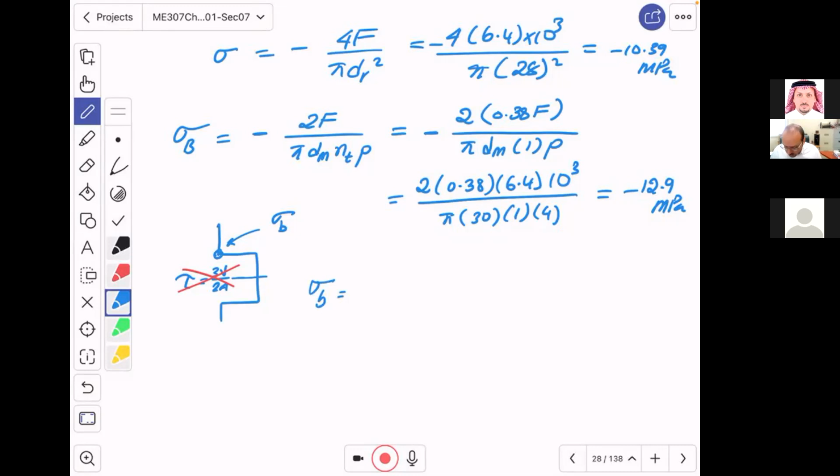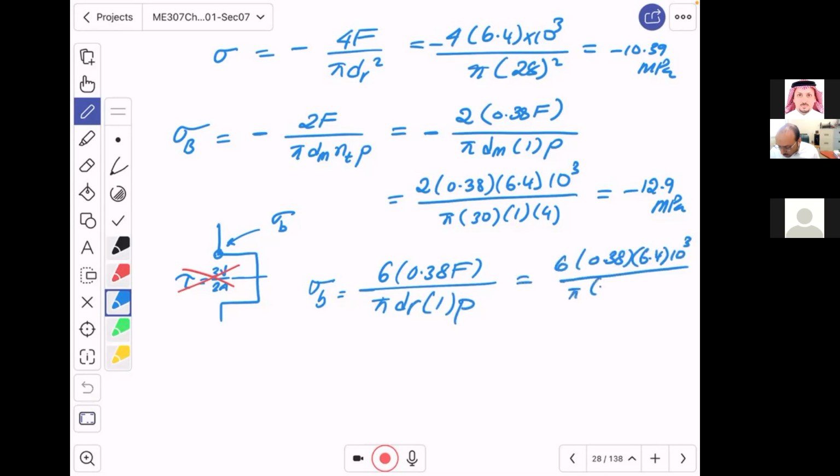We will multiply 0.38F divided by dr multiplied by nt, which is 1 multiplied by p. So how much is this? 6 multiplied by 0.38 multiplied by 6.4 times 10 to the power 3, divided by the root diameter which is 28, nt is equal to 1, and p is equal to 4. And how much is this? It's going to be 41.5 megapascal.